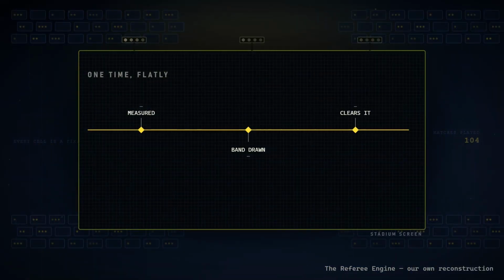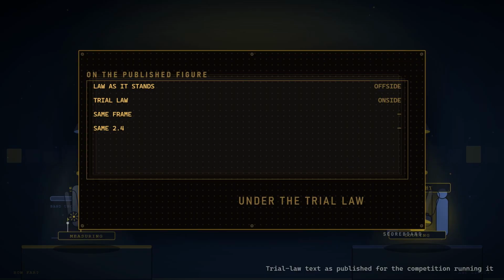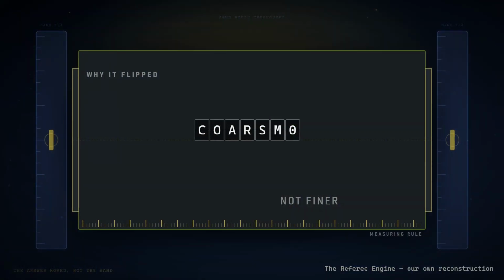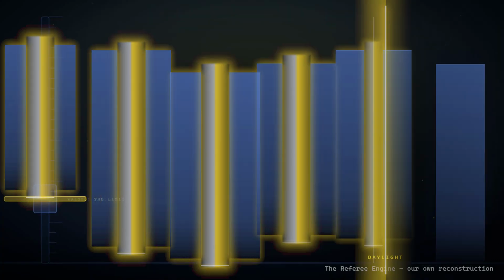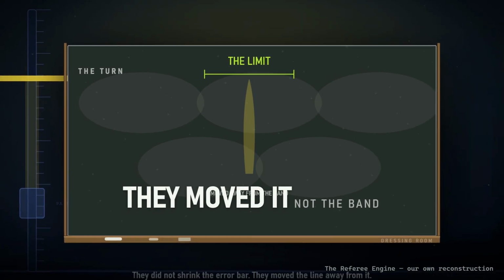So this is the one time we get to say it flatly. Under the trial law, on the published figure, that attacker is onside. Not because our measurement got precise, because the question got coarser than our error. They did not shrink the error bar. They moved the line away from it.